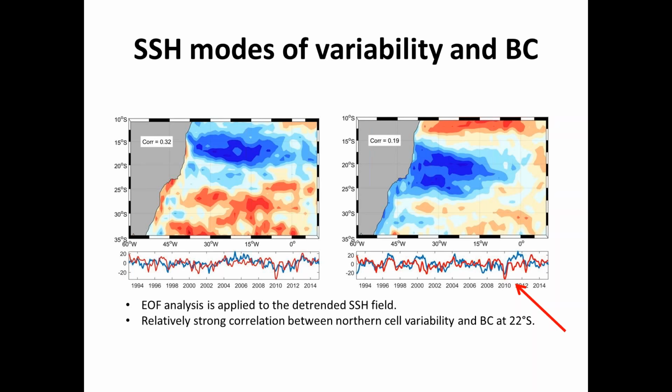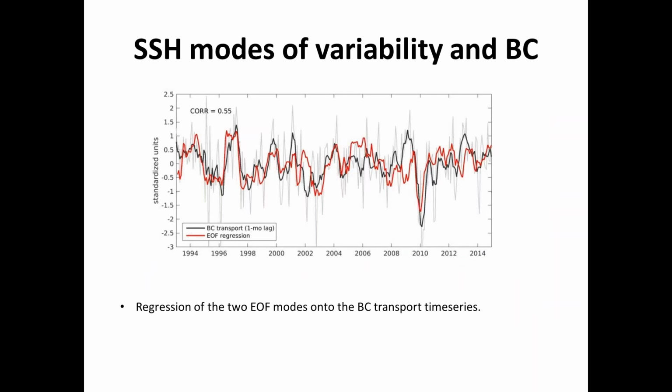The other is more associated with a kind of dipole, or could be a shift in the location of the gyre. When we add these two and regress to estimate the Brazil Current transport, we get this correlation between these two modes and the Brazil Current time series, which is in black, and the regression. So these two modes seem to explain a lot of the variability of the Brazil Current at this latitude.